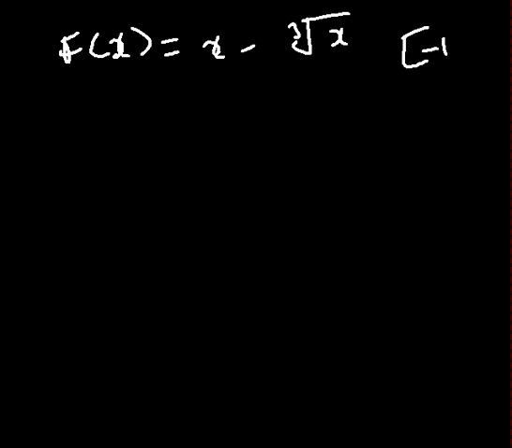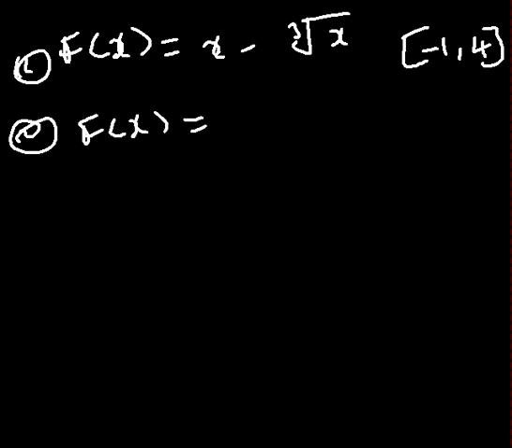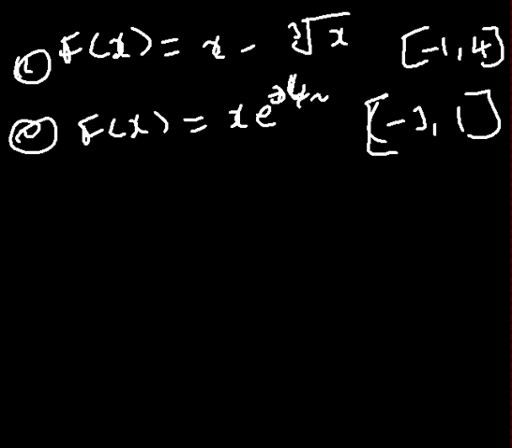And also try to have this at your own time. Let's say you have a function f of x equals x minus the cube root of x, within the interval negative 1 comma positive 4, and try this at your own time. You should find the absolute maximum as well as the minimum. And f of x, let's say, is given as x times e to the power x over 2, in the interval negative 3 comma 1, that's a closed interval rather.